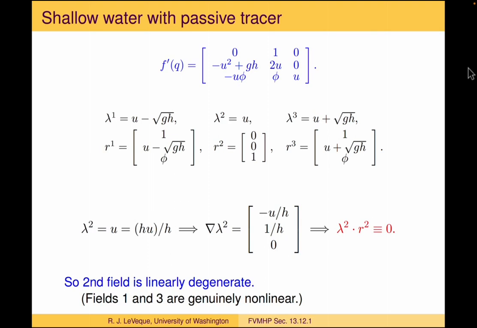whereas the fields 1 and 3 are essentially exactly the same as in the shallow water equations. There's no variation in phi. There's only the variations in h and hu following the usual shallow water theory.